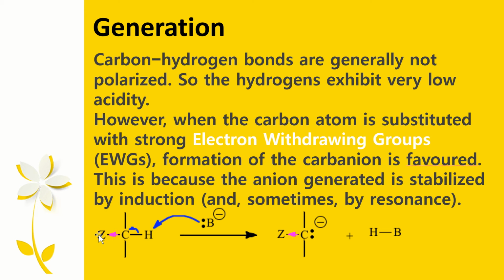So follow the arrow movement. The pink arrow is not a resonance arrow, it's just showing induction, which is showing the movement of electrons, that the electron withdrawing group here is pulling electrons to itself. That's what the pink arrow is showing. The blue arrow is a resonance arrow, so the base is pulling this proton, this carbon-hydrogen bond is broken, and the pair of electrons will now reside on the carbon, which is why you now have a carbanion.